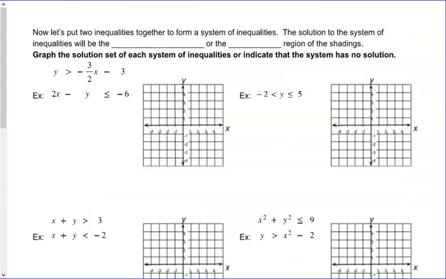Now, let's talk about solutions for a system of inequalities. A system of two inequalities is basically two of what we were just doing together. And what we are trying to find is the overlap for our solution. So let's put two inequalities together to form a system of inequalities, and then the solution of the system of inequalities will be the overlap or the common region of the shadings. Okay, so we are going to graph both of these.